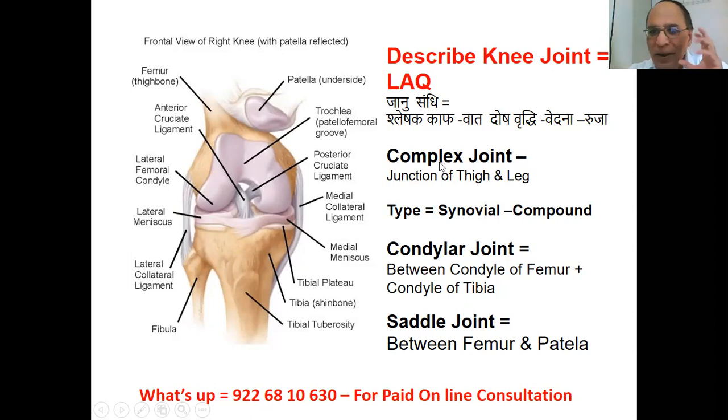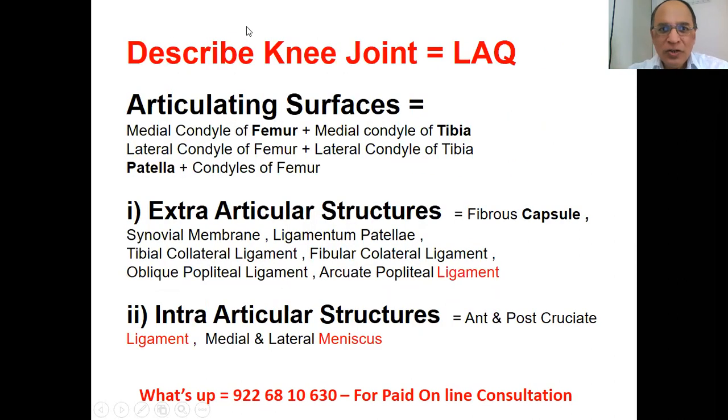So this is a complex joint, the junction of the thigh and the leg. The type of the joint is a synovial joint, but it is very complex. There is a condylar joint between the condyle of the femur and the condyle of the tibia, two bones, femur and tibia. Saddle joint between the femur and the patella. Okay. So, describe the knee joint.